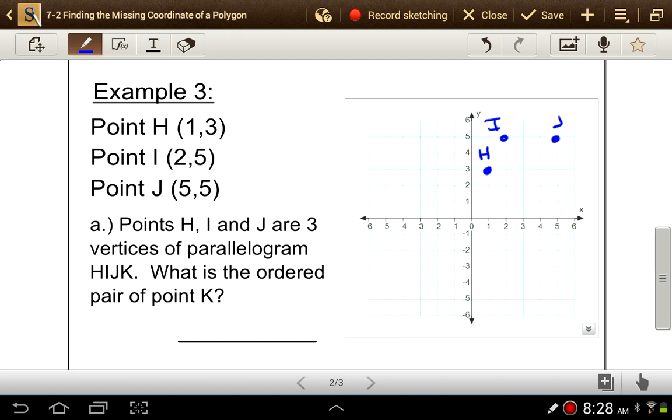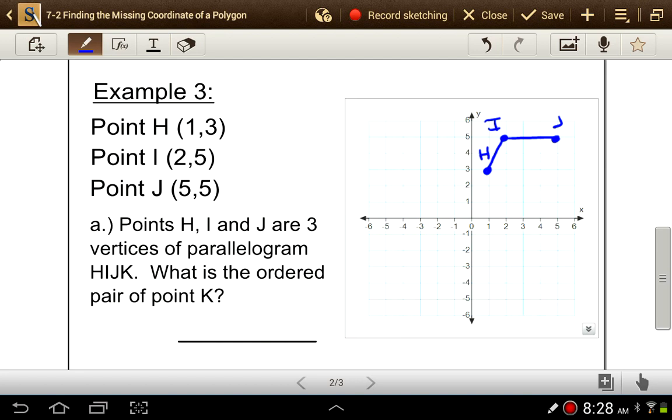Now I said that this is a parallelogram. So we have to find that last point. Notice I'm not working with a right angle between H and I. That's what makes it a parallelogram, not just a rectangle, is that that's not a right angle. So how am I going to figure out where my next point is?